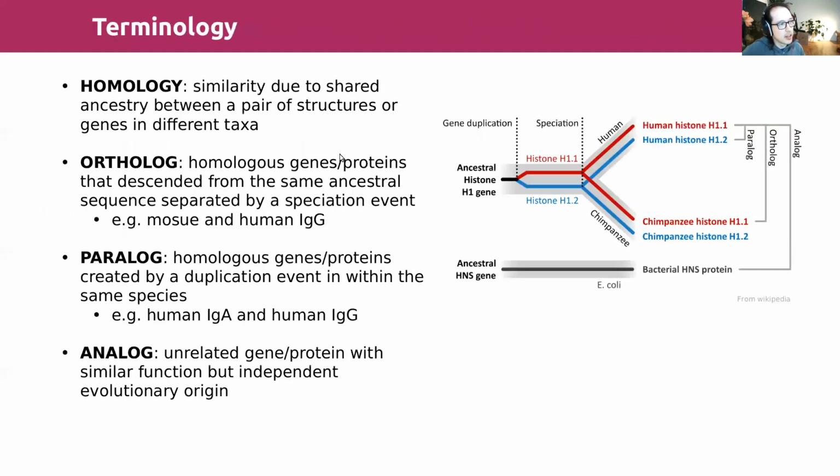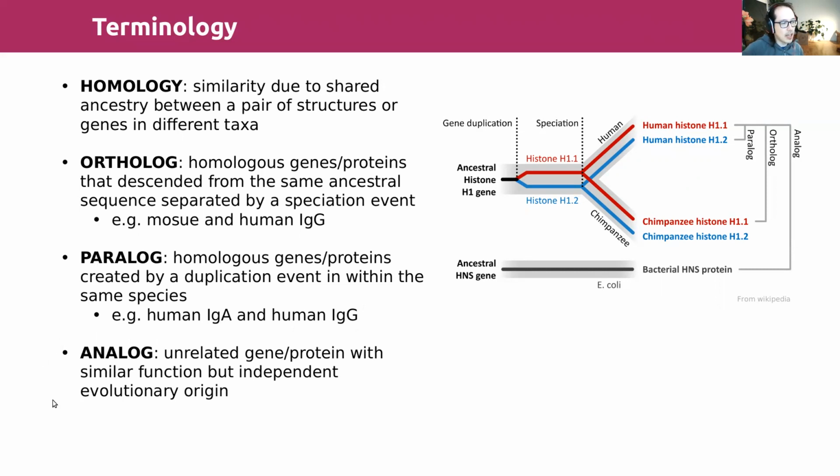So some terms, we have, of course, homology, just the similarity shared due to relatedness. They share a common ancestor. Orthologs are homologous genes that are descendant from the same ancestral sequence, but separated by a speciation event, so mouse and human IgG, for instance. Paralogs are like human IgA and human IgG, right? Within the same species, but diverging from within.